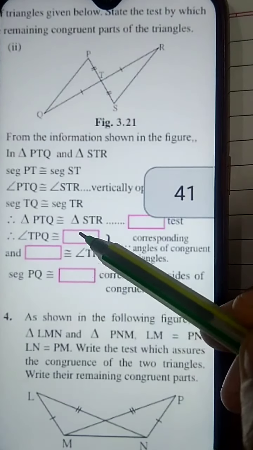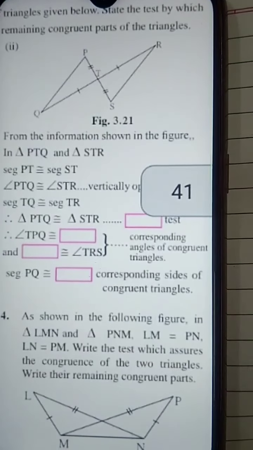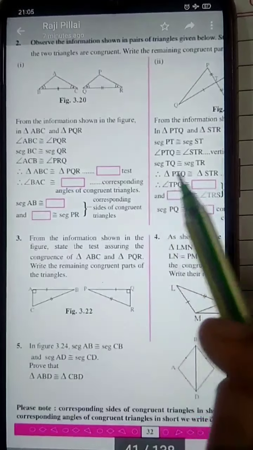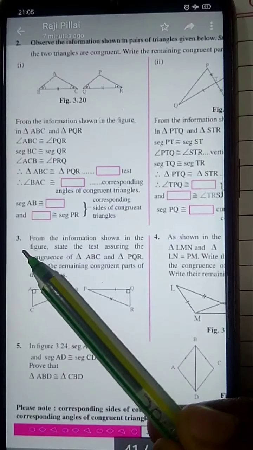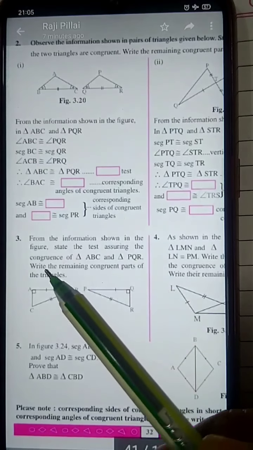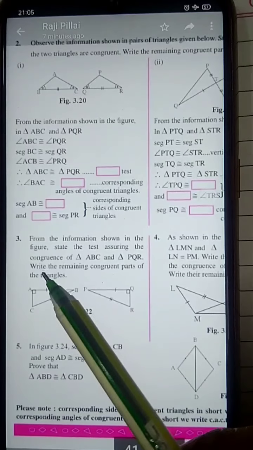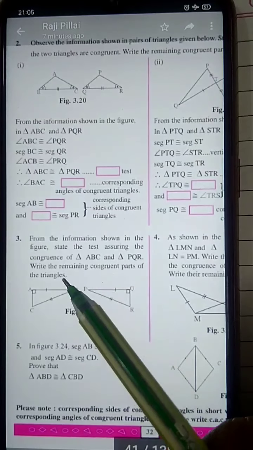Hope you understood. So complete the box this way. Very easy sums. Okay. After these two sums, now we come on to the third question. From the information shown in the figure, state the test assuring congruence of triangle ABC and triangle PQR. Write the remaining congruent parts of the triangle.